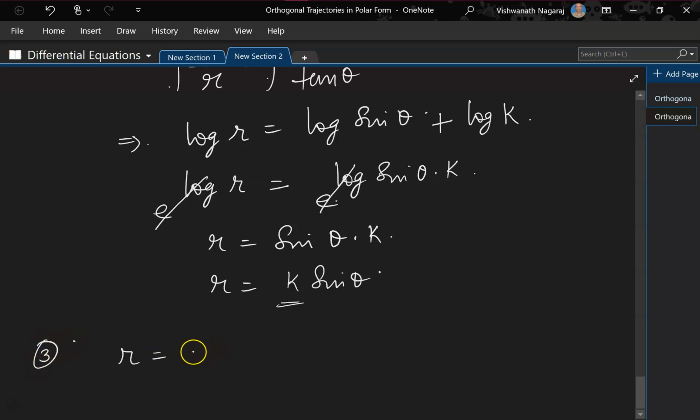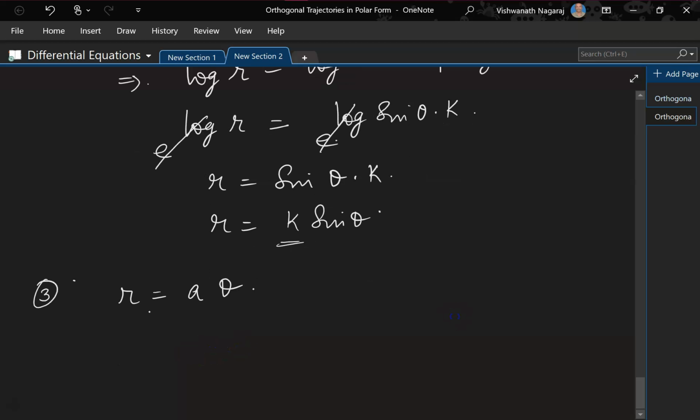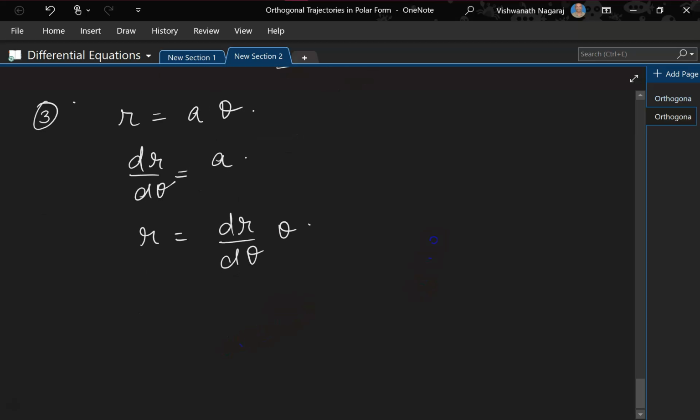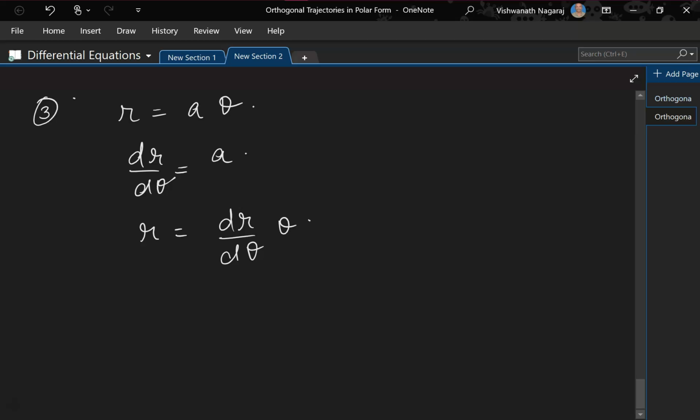Looks very very simple, right? r is equal to a theta. Let's differentiate: dr by d theta is equal to a. Now let's substitute it back, we get r is equal to dr by d theta times theta. Now replace dr by d theta, so we get r is equal to minus r square d theta by dr times theta. So one of the r's gets cancelled.